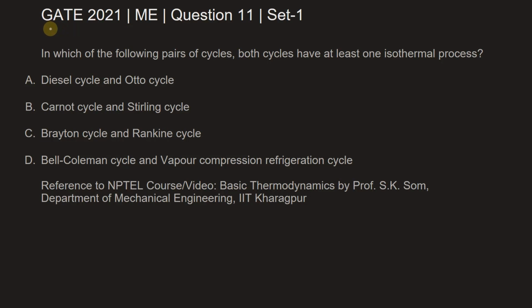This problem is from GATE 2021 Mechanical Engineering paper of Set 1. The question says, in which of the following pairs of cycles, both cycles have at least one isothermal process?